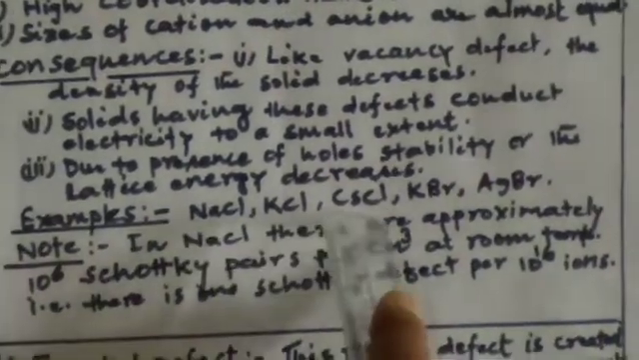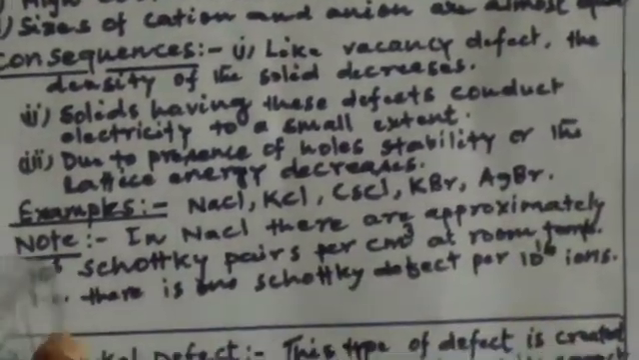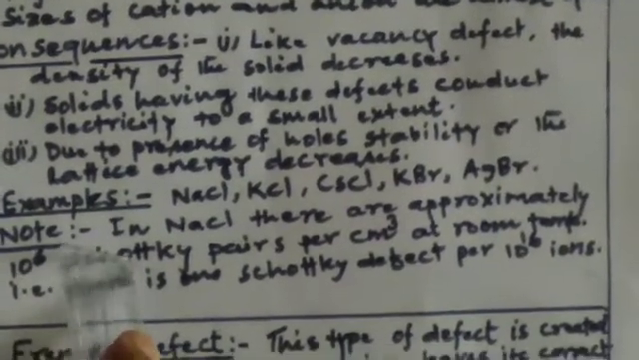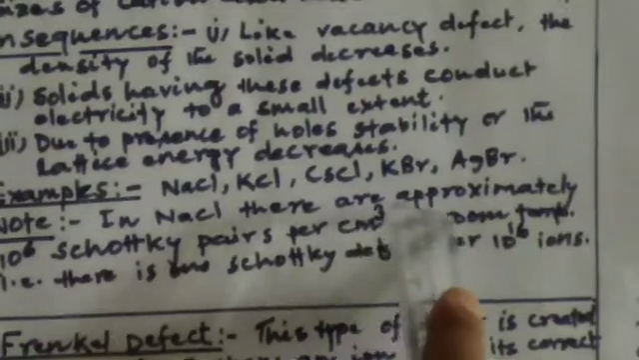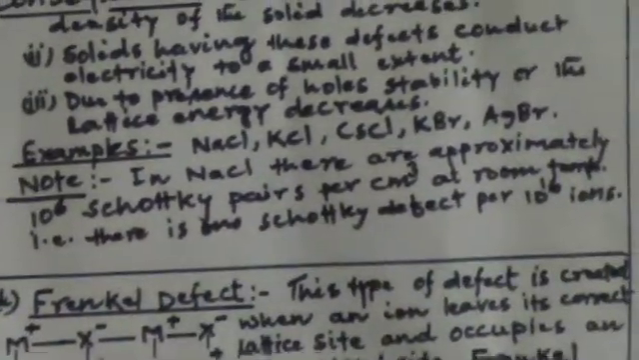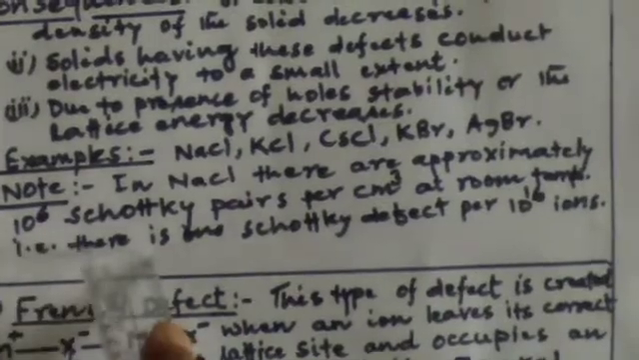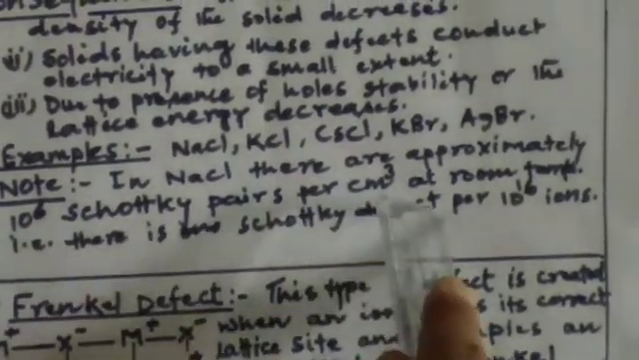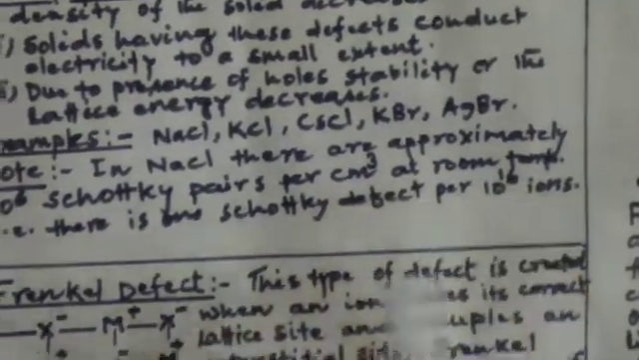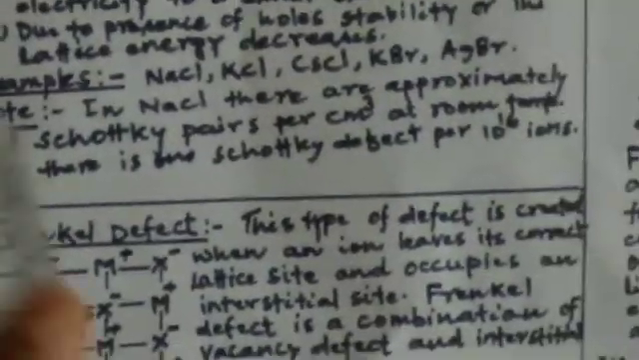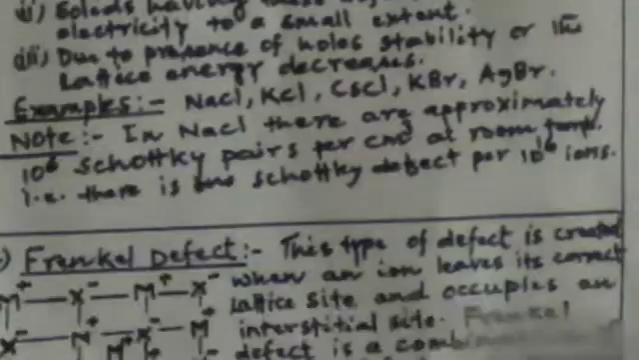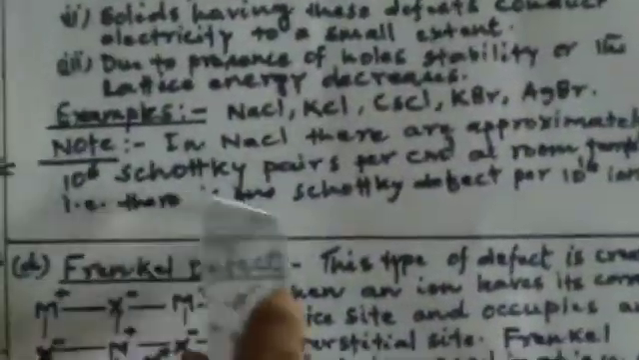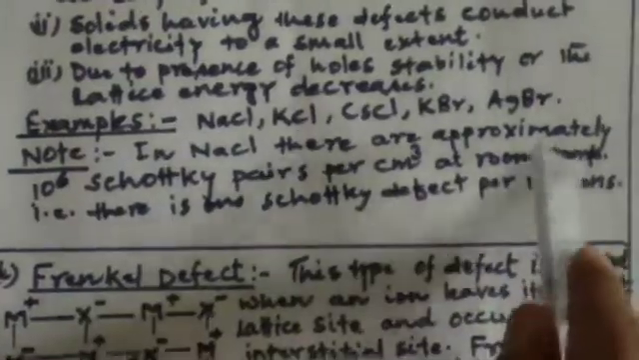In NaCl, there are approximately 10^6 Schottky defect pairs per cubic centimeter at room temperature. That is, there is one Schottky defect per 10^16 ions. At room temperature, in 1 cubic centimeter, there are 10^22 ions containing 10^6 Schottky pairs. So one Schottky pair will be present in 10^22 divided by 10^6, that means 10^16 ions.